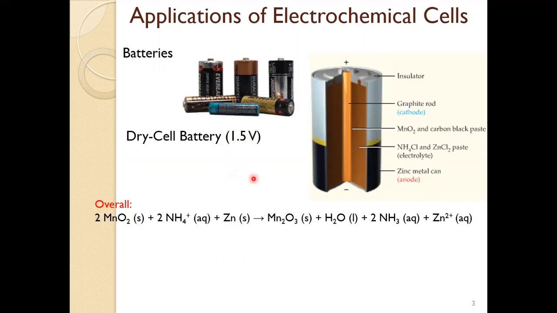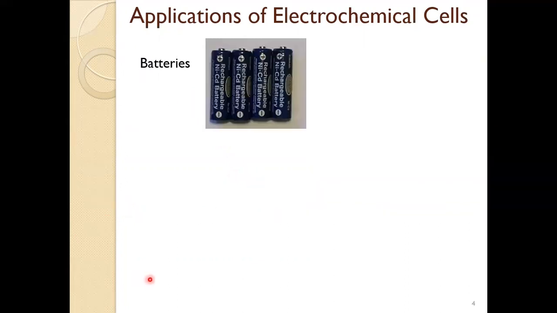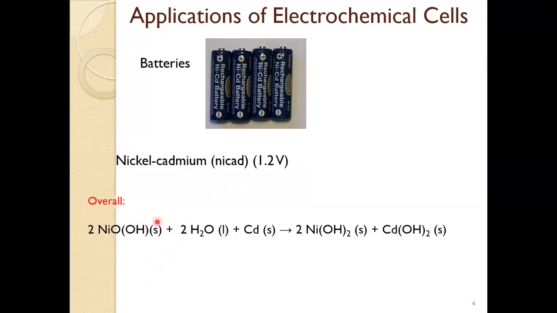It's a spontaneous reaction that's going to produce a transfer of electrons from the zinc to the manganese at a potential of 1.5 volts. Our next example are the NiCad batteries. These nickel-cadmium batteries give us a potential of 1.2 volts. That comes from this spontaneous redox reaction where cadmium is oxidized, nickel is reduced. Notice that both products in this redox reaction are solids.